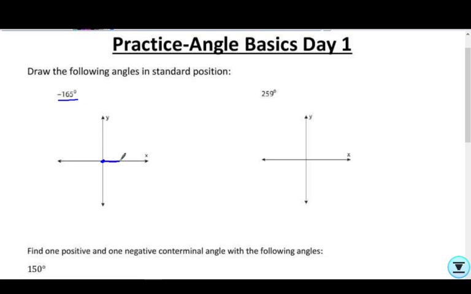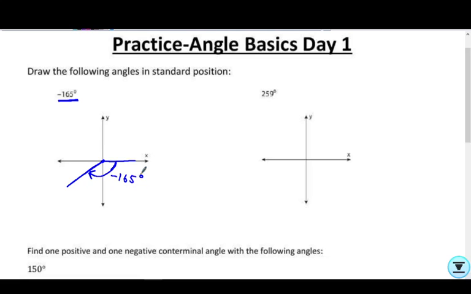the initial side is on my positive x-axis, like this, and then the terminal side moves into one of my quadrants. Since the angle measure is negative 165, that means I'm going this direction. Negative direction means clockwise. And then I'm going a distance of 165 degrees. From here all the way to here is 180, so 165 is right here. So this angle right here represents negative 165 degrees, more or less.